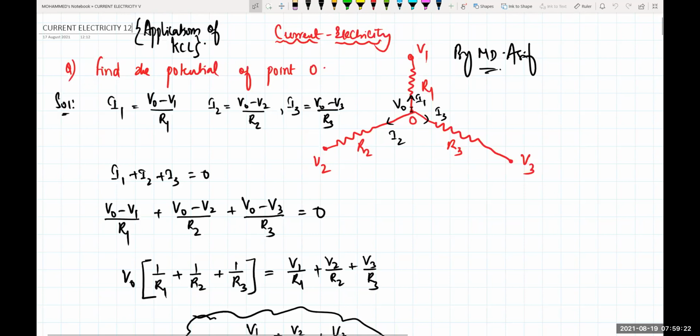At O the potential is V0. At the end of R2 the potential is V2, at R3 the potential is V3, and at R1 the potential is V1. So I1 will be equal to V0 minus V1 divided by R1. I2 is equal to V0 minus V2 divided by R2. I3 is equal to V0 minus V3 divided by R3.